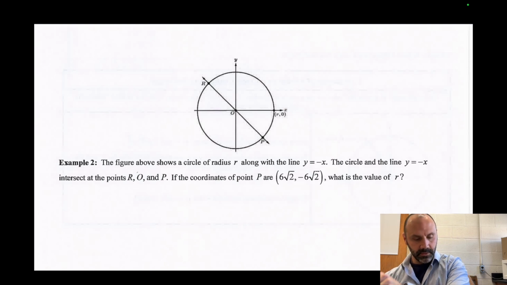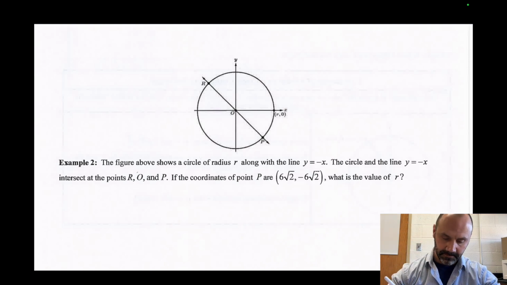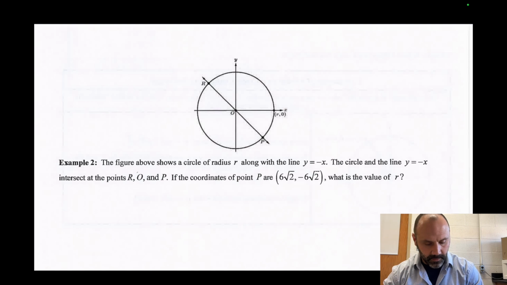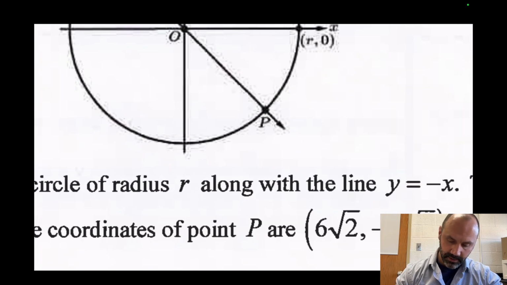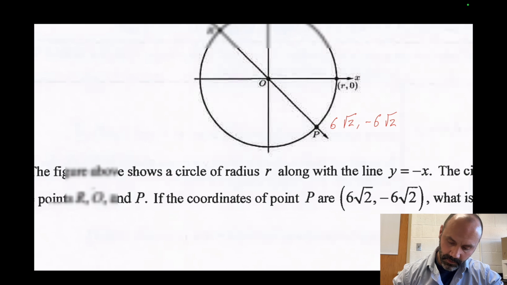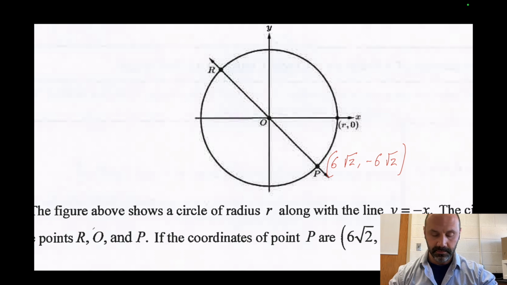Okay, here's another example. We have a circle of radius r and the line y equals negative x. The circle and the line y equals negative x intersect at points r, o, and p. I guess you could say the circle intersects at o, so that's the center. If the coordinates of point P are 6 root 2 and negative 6 root 2, what is the value of r? Those are those coordinates. Well, the coordinates are going to be the same for r, except that the negatives are just going to be switched.